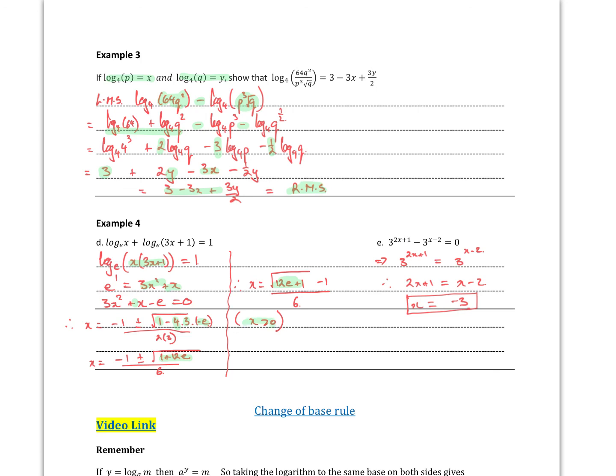The last one, a little bit more straightforward. We've got 2 exponentials with a base of 3. So if I take the 3 to the x minus 2 onto the right-hand side, I've got 3 to the 2x plus 1 is equal to 3 to the x minus 2. And so if the bases are both 3, the powers have to be equal. So 2x plus 1 has to equal x minus 2, which means x is equal to negative 3.